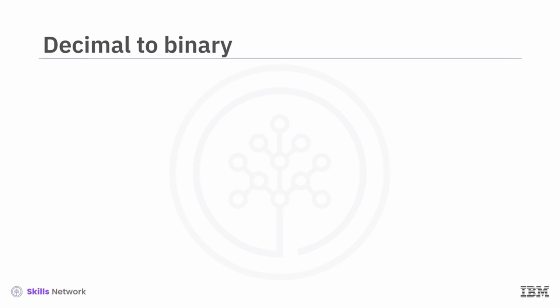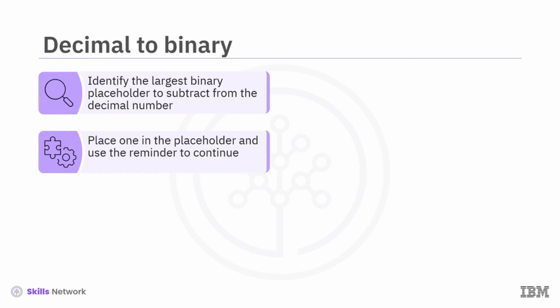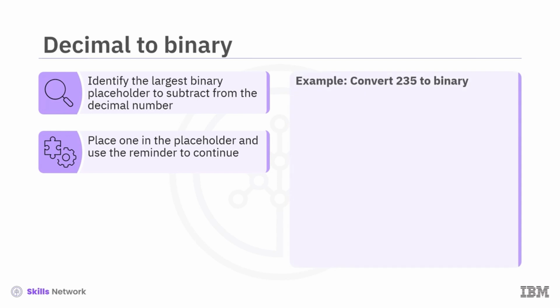Now let's understand how to convert decimal to binary. To convert decimal to binary manually, first, identify the largest binary placeholder that can be subtracted from the decimal number. Next, subtract this value, place a 1 in that placeholder, and continue with the remainder. Let's take an example to understand this better.